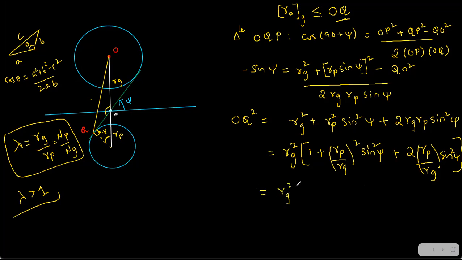See, RG square multiplied by 1 plus, I can write 1 by lambda whole square, so RG by RP, right? Sine square, I won't write sine square right now. I'm going to take sine square also common from here, plus I can write 2 by lambda, right? 2 by lambda, just RP you put in the denominator, RG by RP, 2 by lambda, and then bracket closed, sine square psi is taken common here, and then this is the formation.